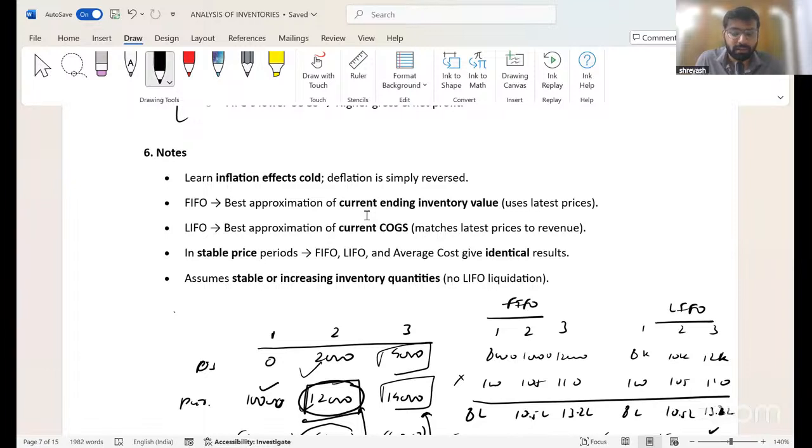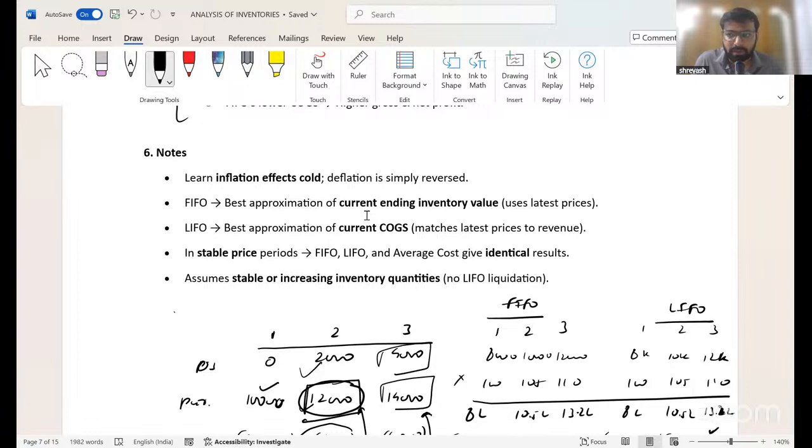Right. And if the prices are stable, meaning my purchase price, my selling price, everything is stable, it was not 100, 105, 110, it would have been 100, 100, 100. It was not 80, 85, 90, it would have been 80, 80, 80. Then in that case, either LIFO, FIFO, or weighted average, all three of them would have given the same return.